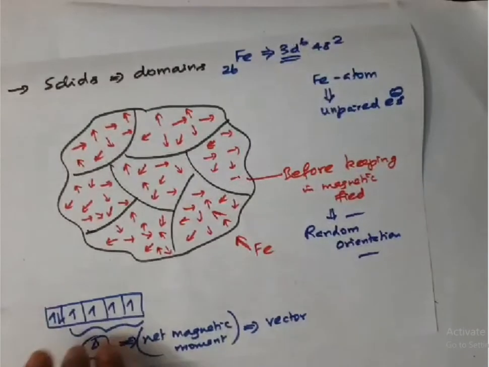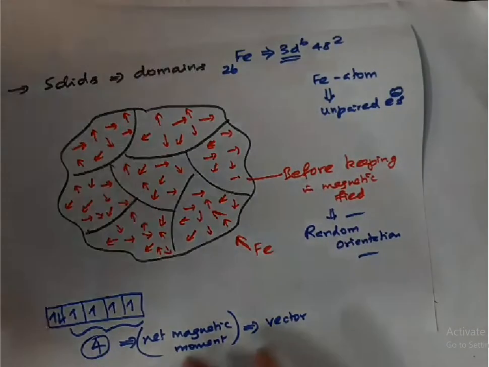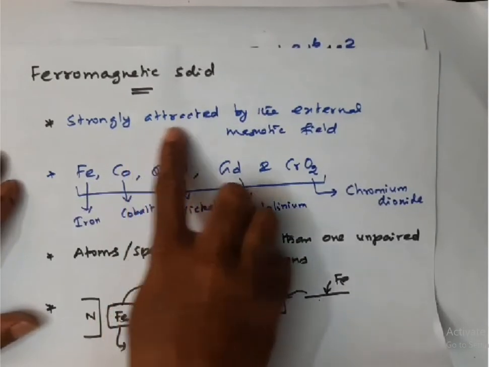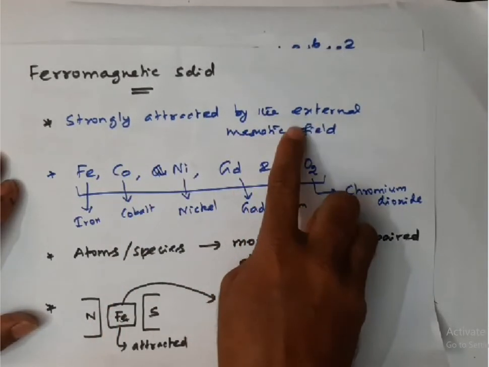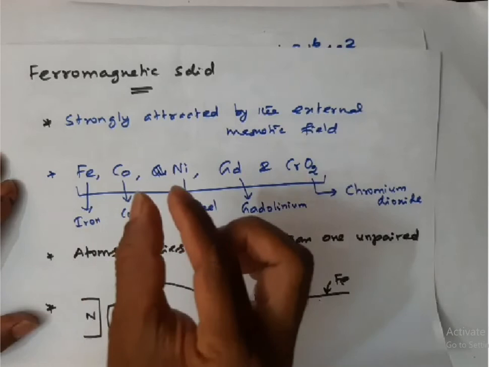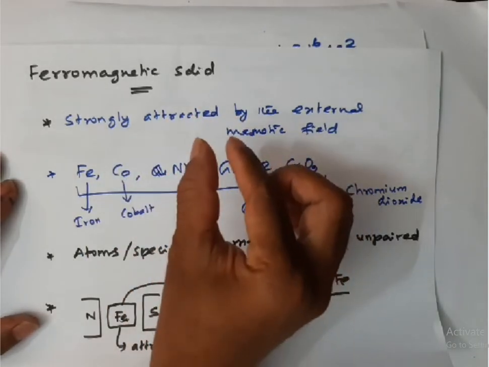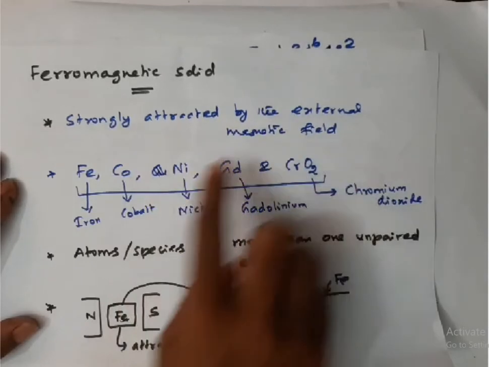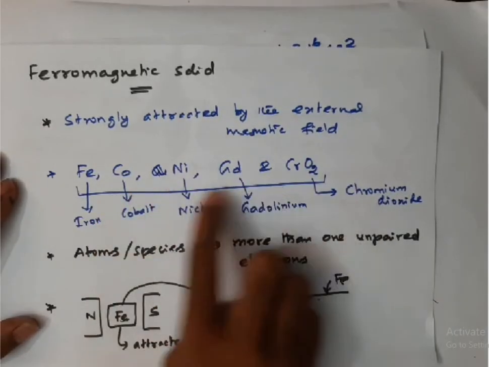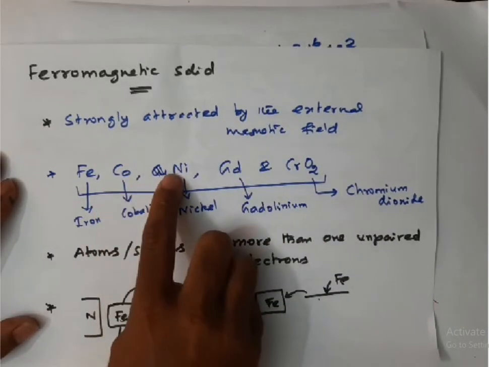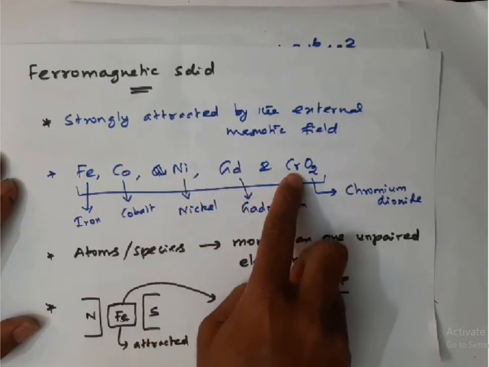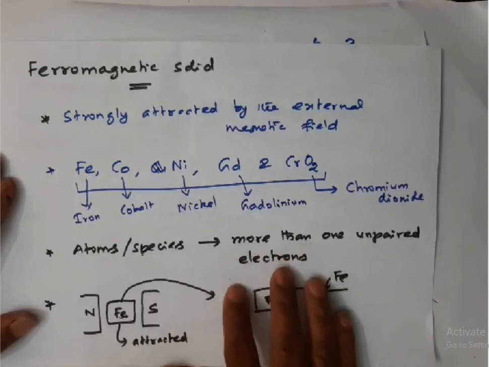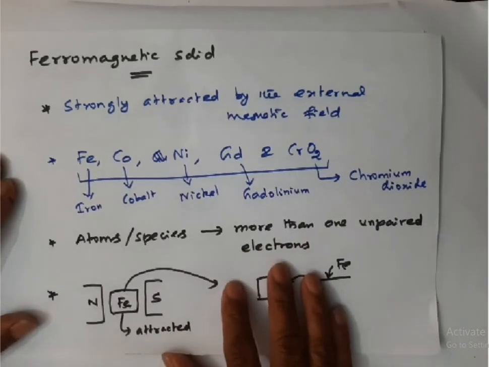This is what is called the ferromagnetic substance. Let me repeat. Ferromagnetic solids are strongly attracted by the external magnetic field. If we keep a piece of iron metal near a magnet, it is immediately attracted. No doubt in that. And what are the examples? Iron, cobalt, nickel, gadolinium, and chromium dioxide. These are all very good examples of ferromagnetic materials.